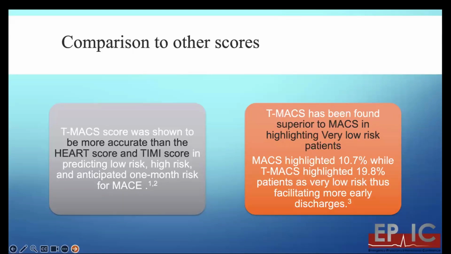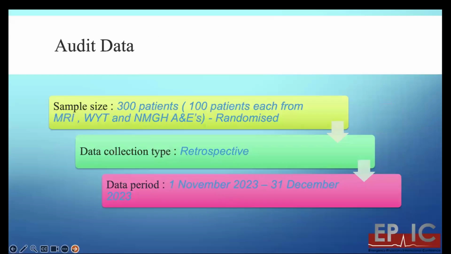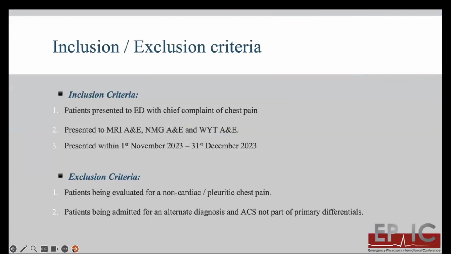Now, the audit was conducted in Manchester across 3 hospital sites. A total of 300 patients were taken, about 100 patients from MRI, Wythenshawe, and North Manchester hospitals, and data was collected randomly and retrospectively across a 2-month period from 1st November 2023 to 31st December 2023.